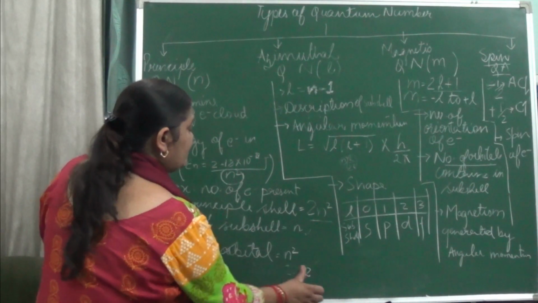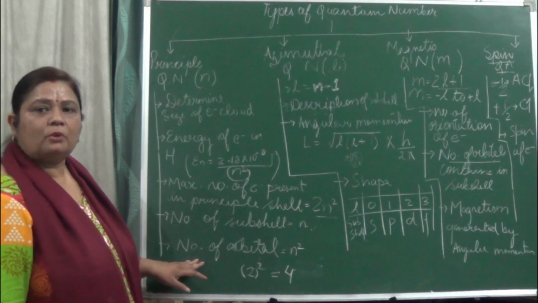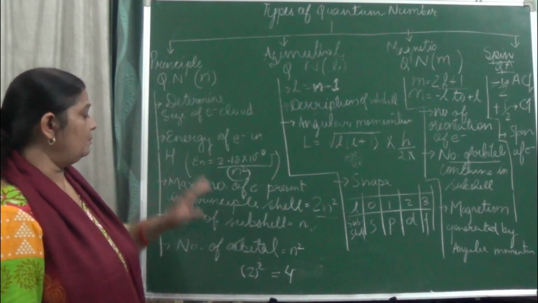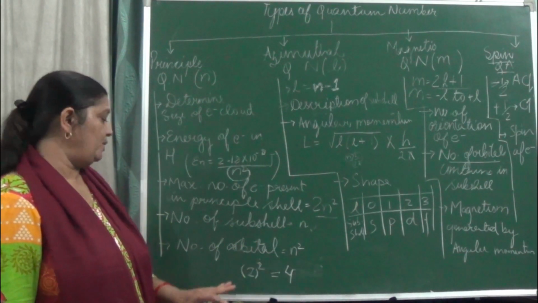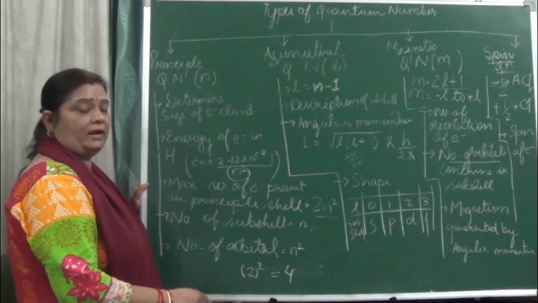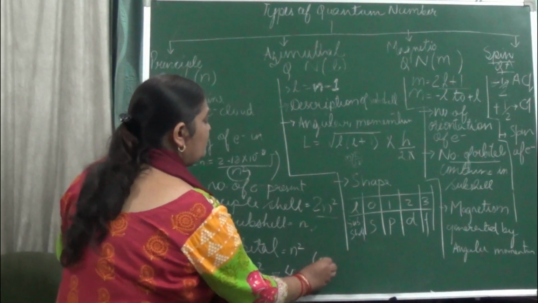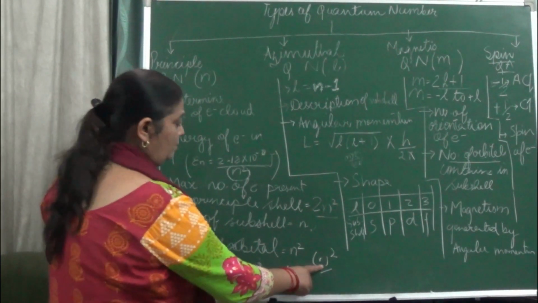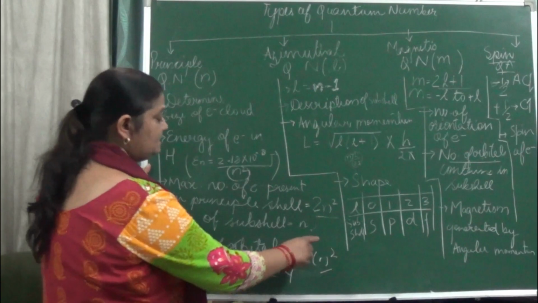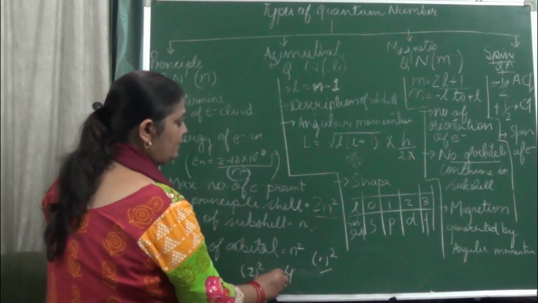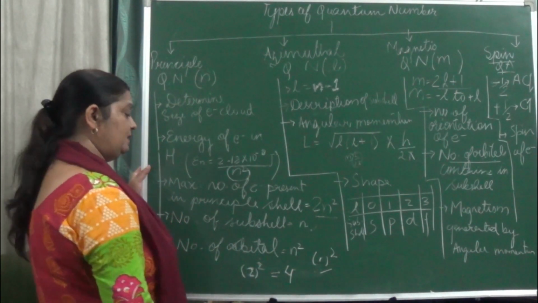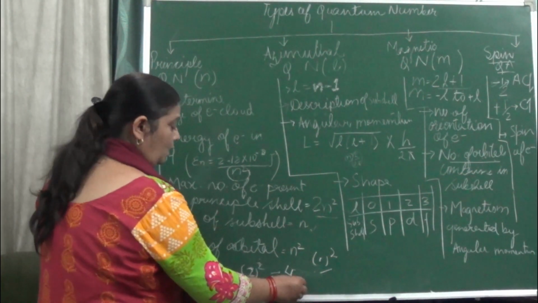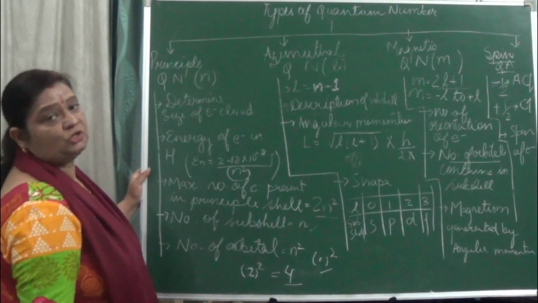Next, the number of orbitals can also be calculated from the principal quantum number by using the formula n square. Like if it is 1, then 1 square, so in the first energy shell there will be only one orbital. When we say 2, 2 square becomes 4. So in the second energy shell there will be 4 orbitals, and so on.